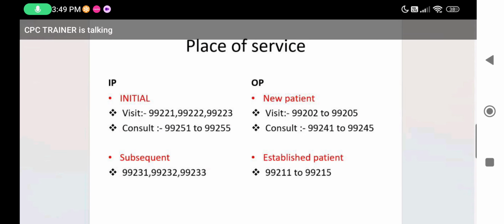Again I repeat, guys, if you want to code consult, in your question you need to check the triple R. What does the triple R mean? In your question the provider needs to mention referring, then rendering, and then reporting. Whenever these three are given, only that time you have to code consult. So what is this 3R?